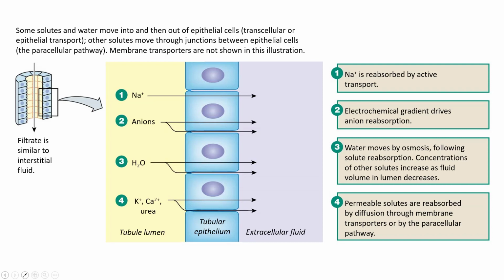Okay, so in the case of sodium, it is going to be reabsorbed by active transport. So it's going to be pumped against its concentration gradient as it moves. And this is going to be an example of, again, transcellular transport. So we're moving from the apical to the basolateral membrane through the actual epithelial cell. Anions can be moved either transcellular or paracellular through the gap junction. Same with water, same with potassium, calcium, or urea.